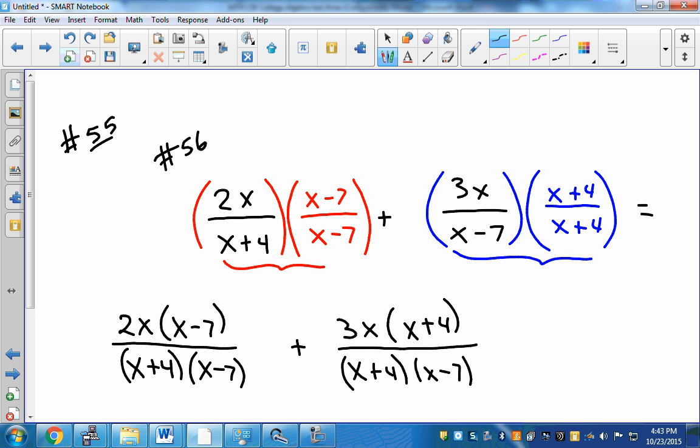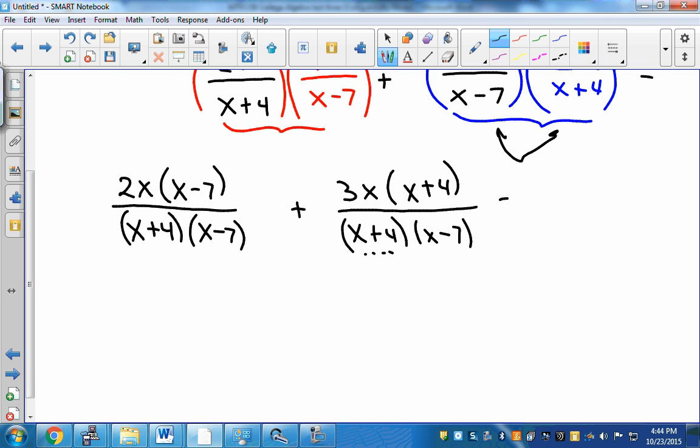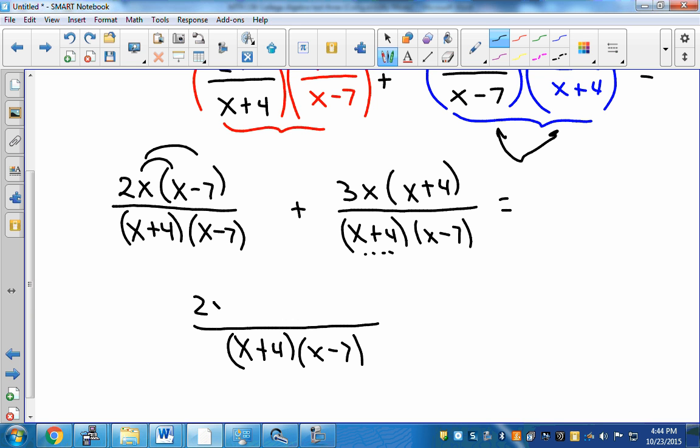Now, you should know it doesn't matter the order that you put these two factors. So here I put the x plus 4 first. Okay, the denominators are the same. So that means I can add these up. So the common denominator is x plus 4 times x minus 7. And up top, I can go ahead and multiply these. 2x squared minus 14x. And then I'm adding. So let me multiply these. So that would be plus 3x squared plus 12x.